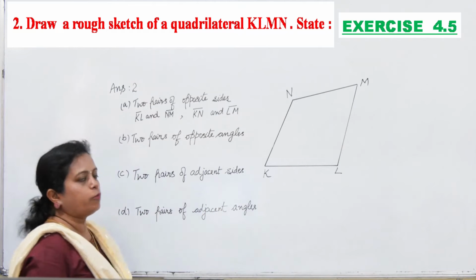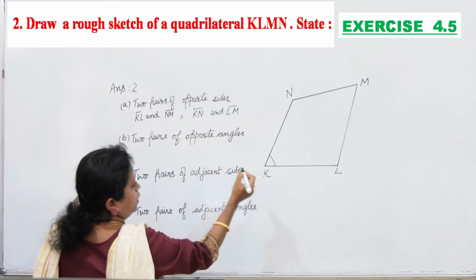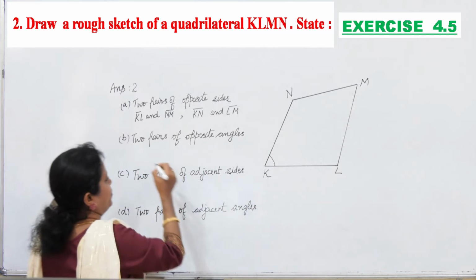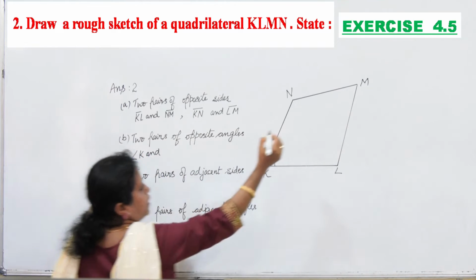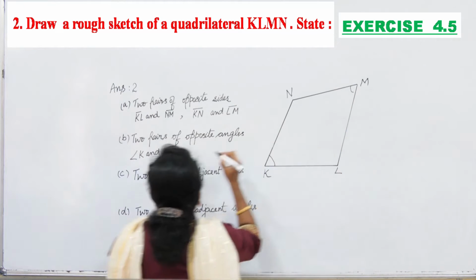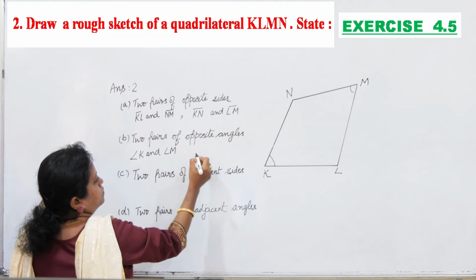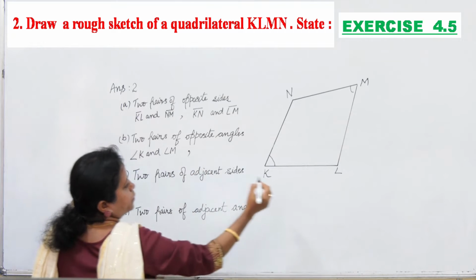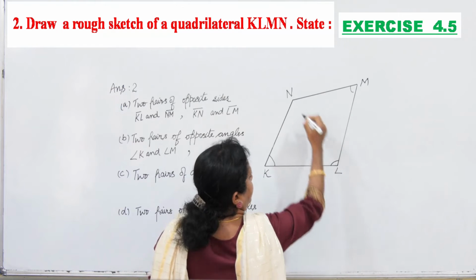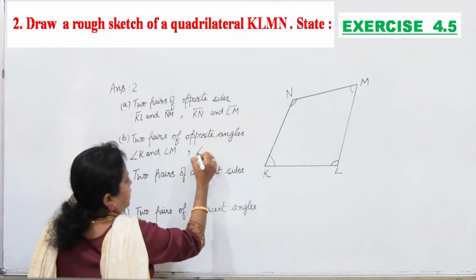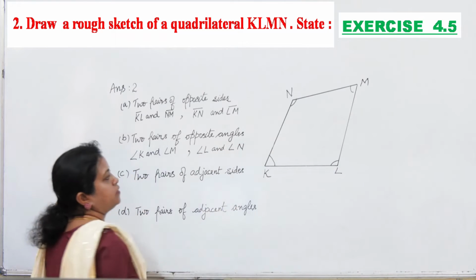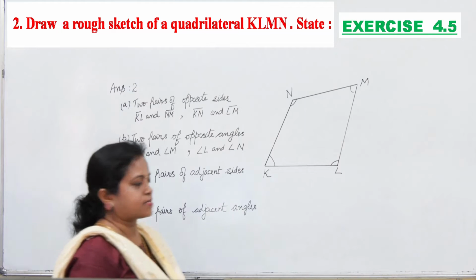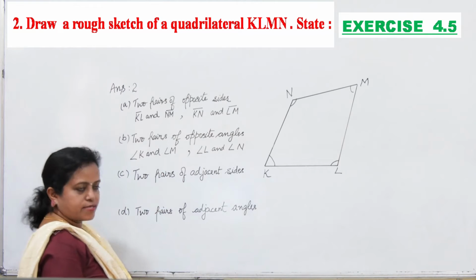Part B is 2 pairs of opposite angles. If you take this angle K and angle M are opposite to each other. And another pair will be angle L and angle N. Angle L and angle N. These are opposite angles.